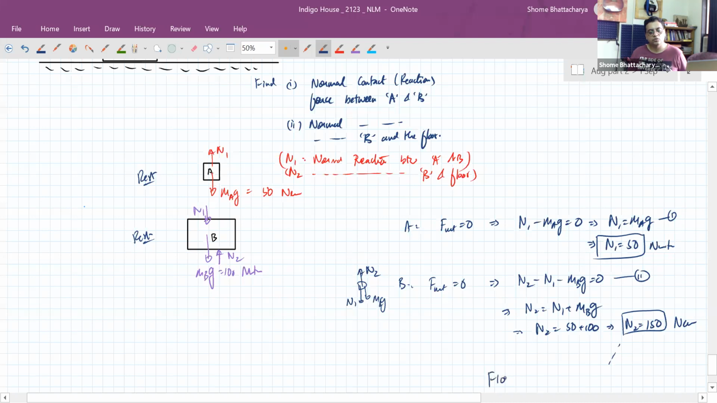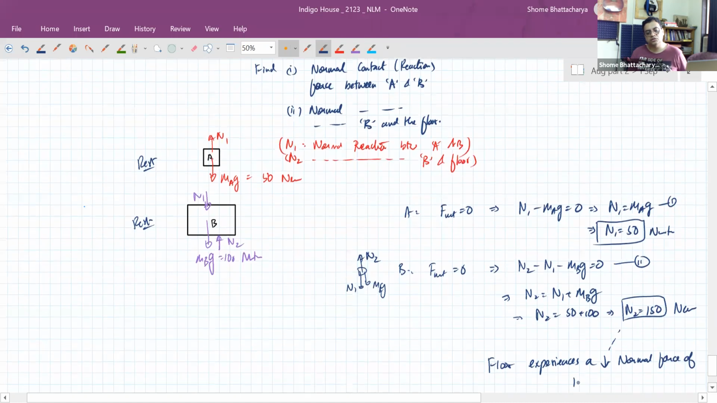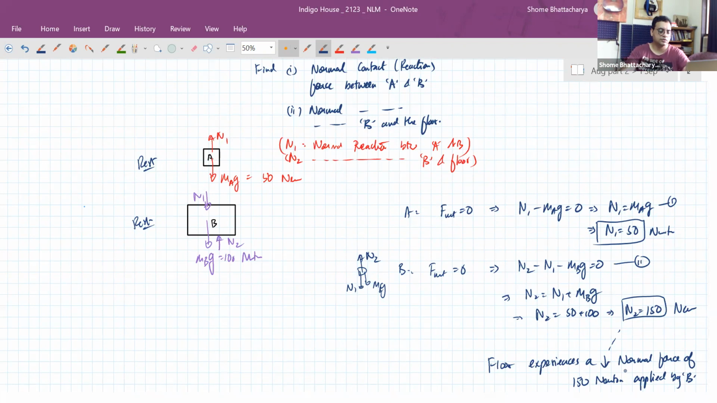So the floor experiences a downward normal force of 150 newtons applied by the block B. Even though the weight of the block B is less than 150, it's only 100 newtons, the force that B is applying on the floor is 150 newtons, because B is also getting pressed down by A. So that is contributing to the normal reaction between the floor and B. So the floor is ultimately experiencing a downward pressing force of 150 newtons.